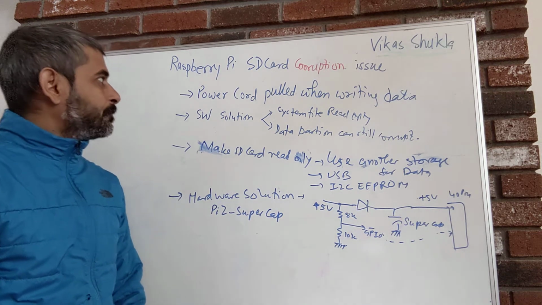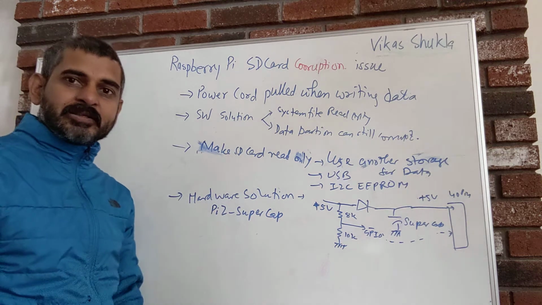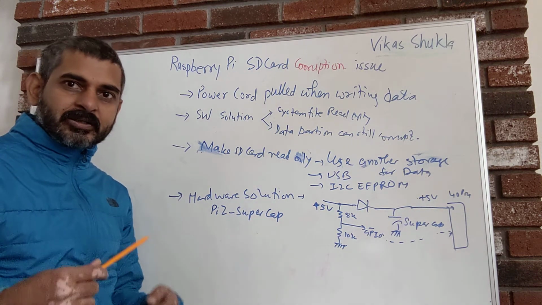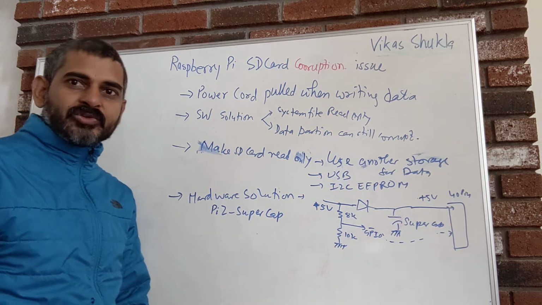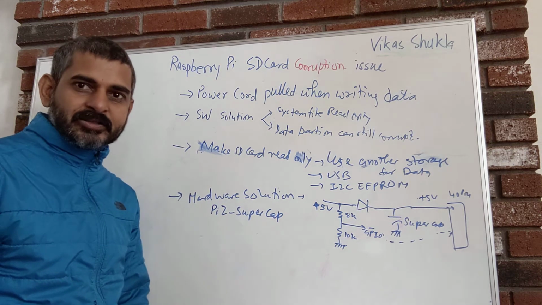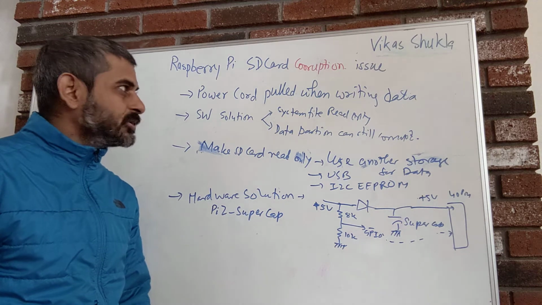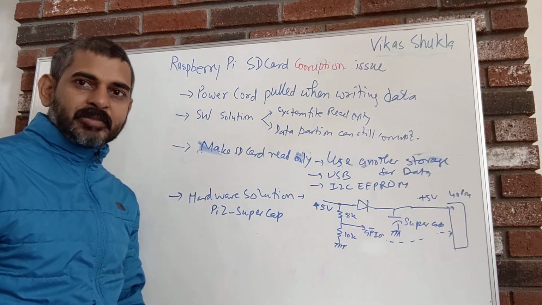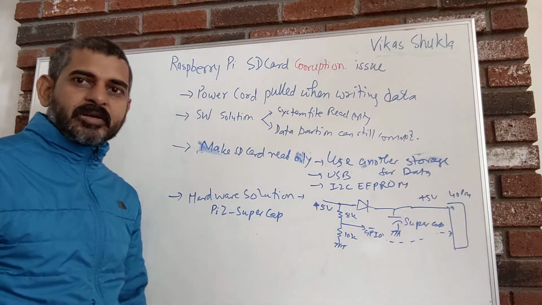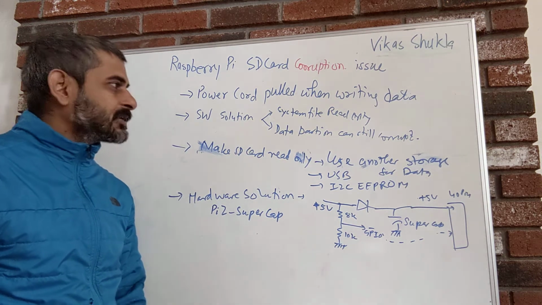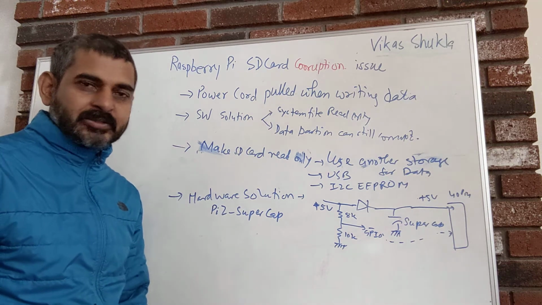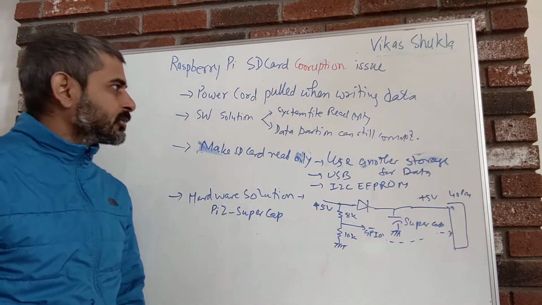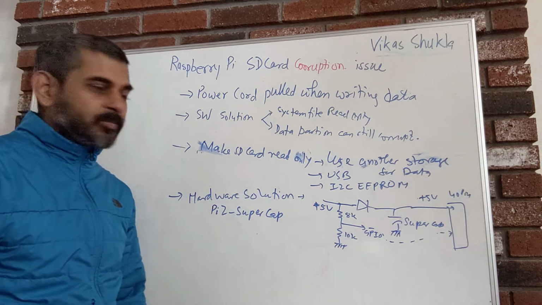So the way the SD card gets corrupted is that the software tries to write a lot of files while it's doing something, and when it's in the process of writing some data to the SD card and you suddenly pull out the power, that SD card generally gets damaged. And then there are some ways you could overcome this problem, although not completely but partially.